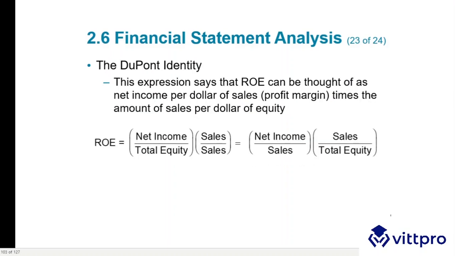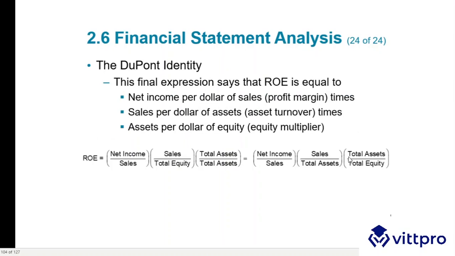So the DuPont identity basically is just to break down the return on equity. So return on equity basically is net income divided by total equity, right? But the DuPont company disaggregated this one ratio into a multi-step ratio, right? So they said, okay, since return on equity is net income divided by equity, which is also equal if you multiply by sales divided by sales, it can also be derived into net income divided by sales and sales divided by total equity, meaning the equity turnover.